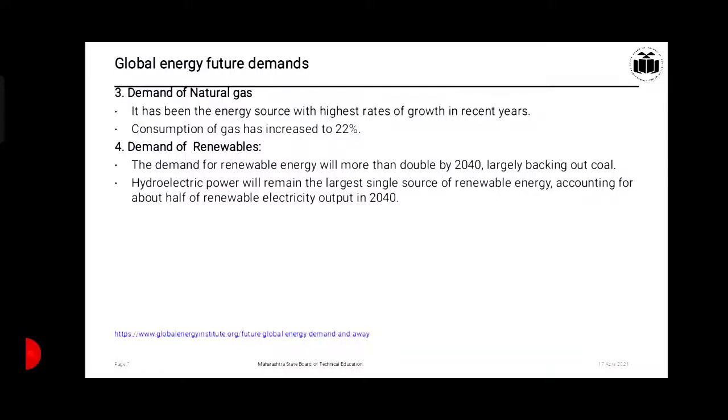The demands of renewable energy will be more than double by 2040, largely backing out coal. Hydroelectric power will remain the largest single source of renewable energy, accounting for about half of renewable electricity output in 2040.